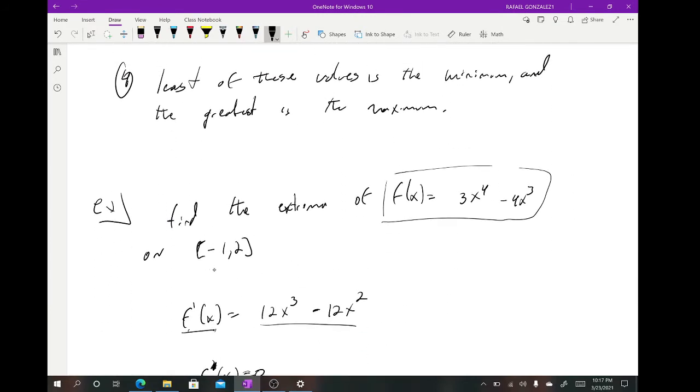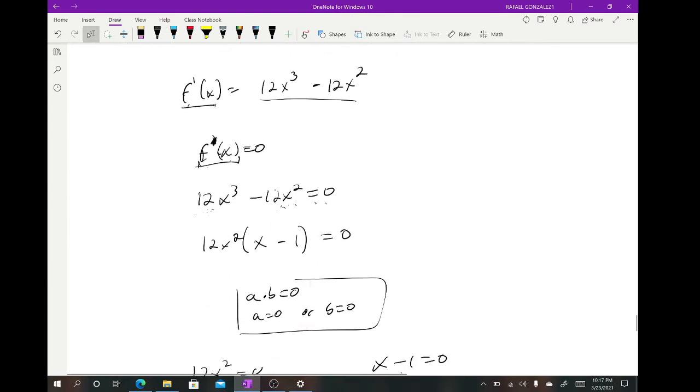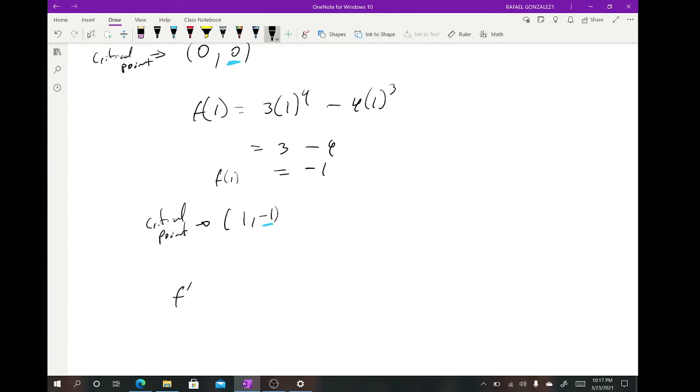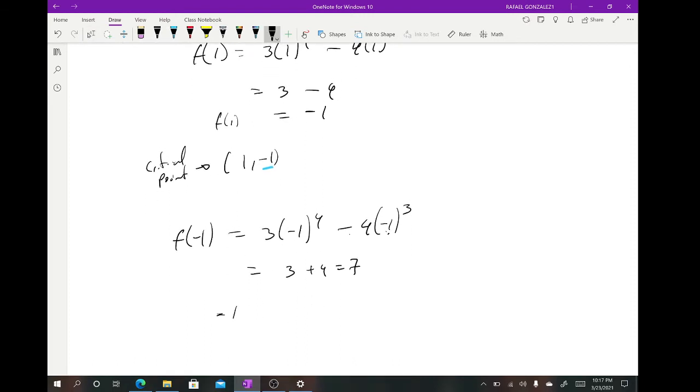Now, our function goes from negative 1 to 2. So we simply have to evaluate f at negative 1 and at 2. So f of negative 1 is 3 times minus 1 to the 4th minus 4 times minus 1 cubed. This is going to be 3, and then minus 1 cubed is just minus 1, minus minus is plus, so this is 3 plus 4, which is 7. So we get the critical point here, negative 1 comma 7.